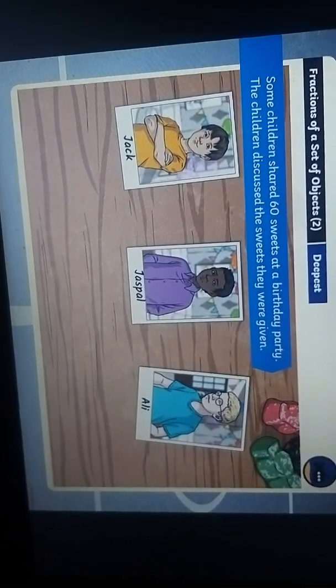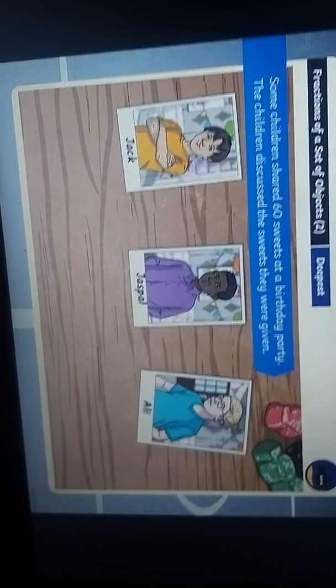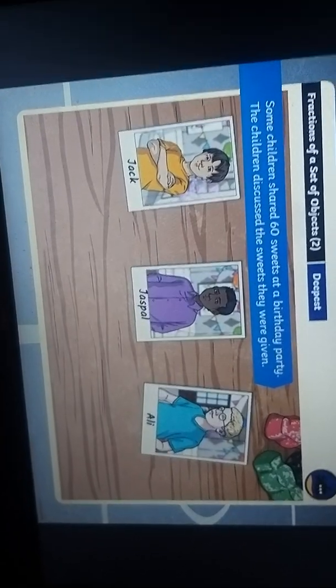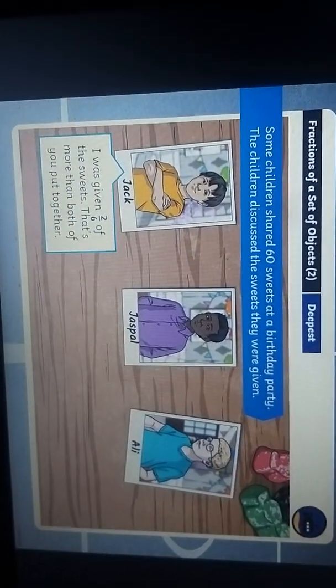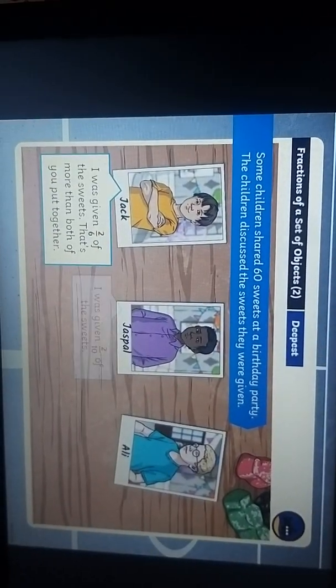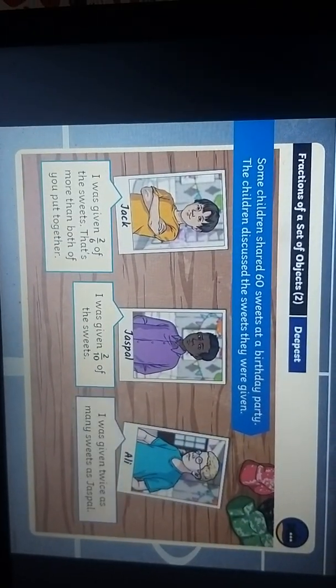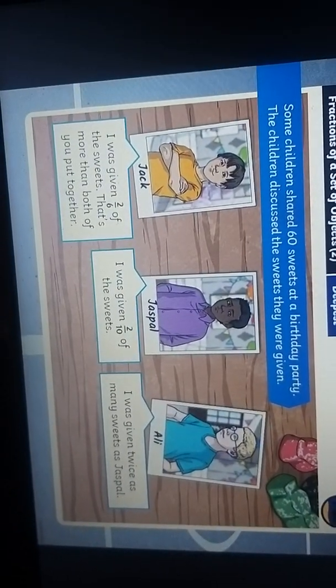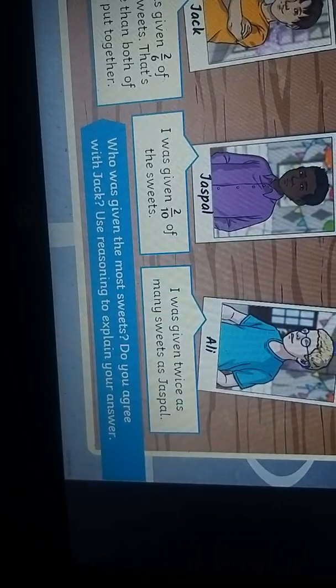Some children shared 60 sweets at a birthday party. The children discussed the sweets they were given. Jack said, I was given 2/6 of the sweets. That's more than both of you put together. Jasper said, I was given 2/10 of the sweets. And Ali says, I was given twice as many sweets as Jasper. Now the question is, who was given the most sweets?